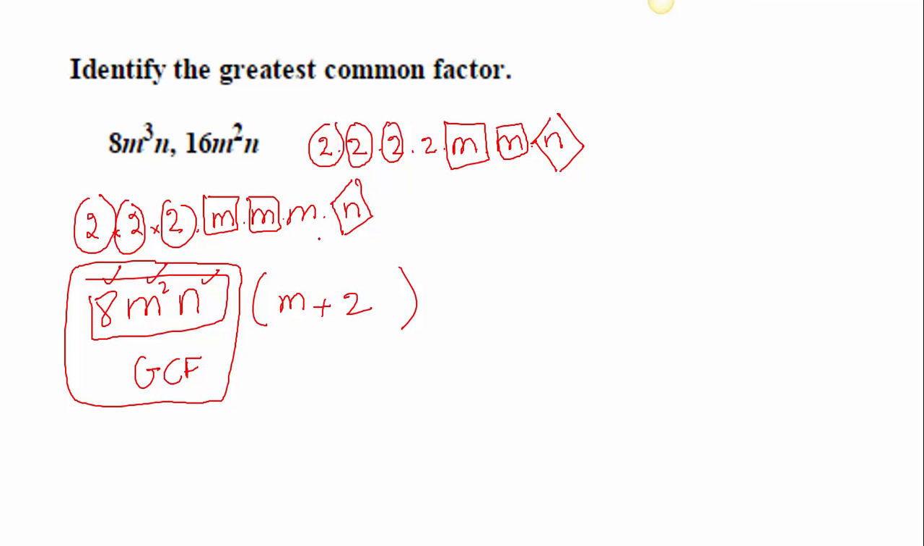Okay, notice that on the first term, m is left. So that's why we put it in the second factor. On the second term, only 2 is left. And that's why we put it in the second factor. And that would be the final answer in this case: 8m squared n as the GCF among the 2 terms.